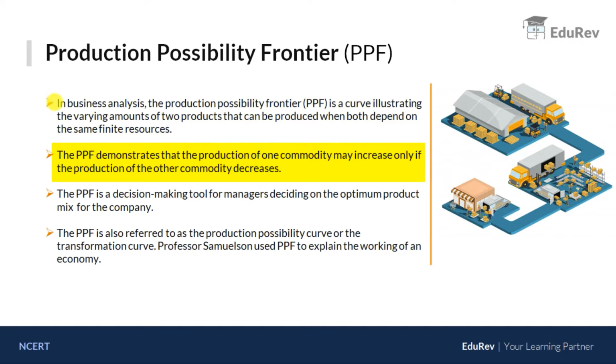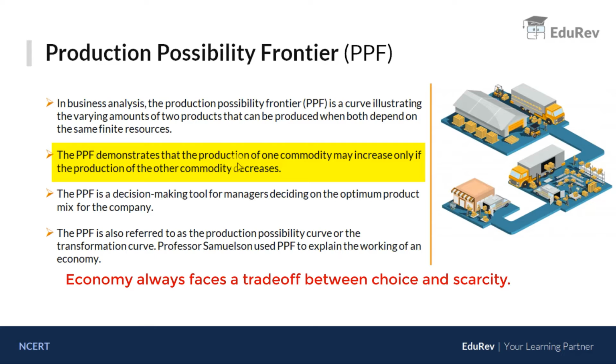So PPF demonstrates that the production of one commodity may increase only if the production of the other commodity decreases. This is the reason for the downward sloping curve of PPF, right? It is very intuitive. If we increase the production of one sector, we have to take resources out from some other sector. So in that other sector, the production will fall. So since the resources are limited, to increase the production of one commodity, we have to decrease the production of some other commodity.